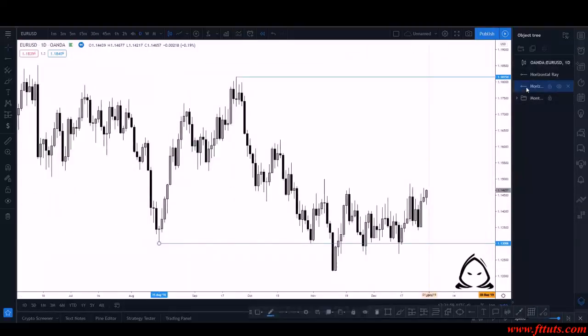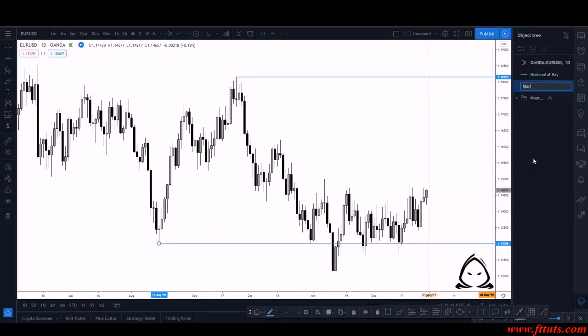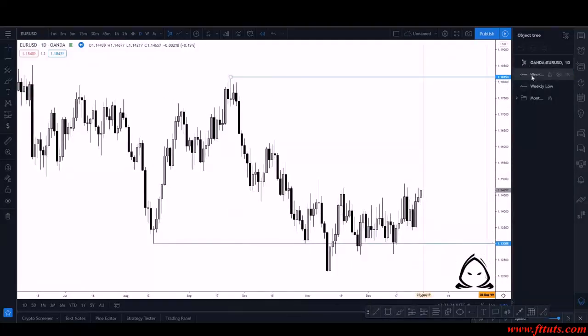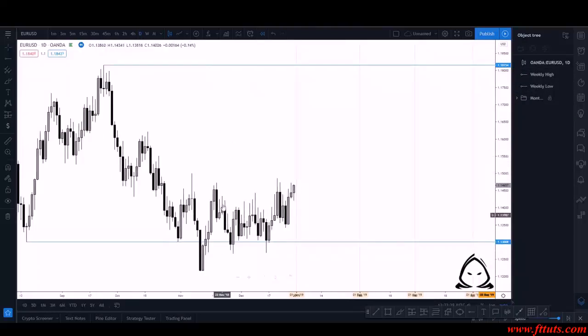And what you can also do is you can actually rename the objects themselves. So if you either single click, it'll allow you to edit the text, or you can hit right click, hit rename, and then we can just put weekly low, and we can just do this one as well and go weekly high. And basically what this does is we're able to now see very quickly what these objects are, so we can move them around and basically interact with them in an easier way.